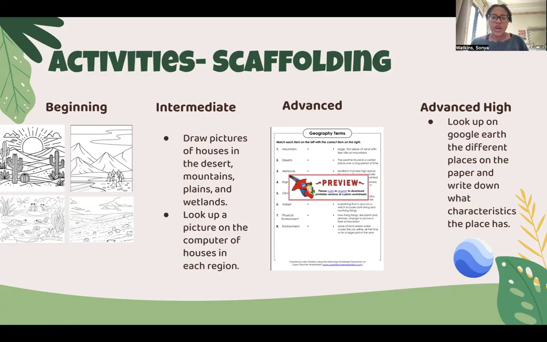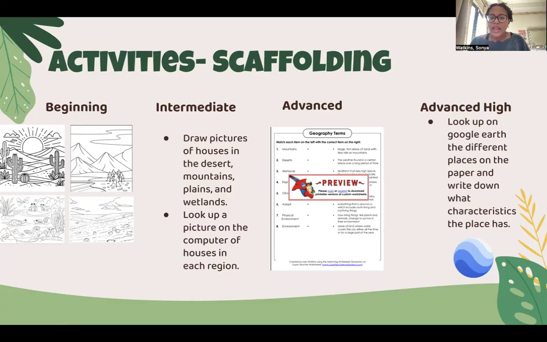Intermediate, I would have them draw pictures of houses in deserts, plains, mountains, and wetlands, and they need to look up a picture on their computer. So we could see, okay, we understand what each region is. Now let's look up a house in that region and draw a characteristic of it.